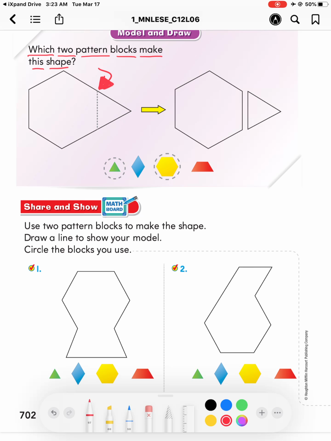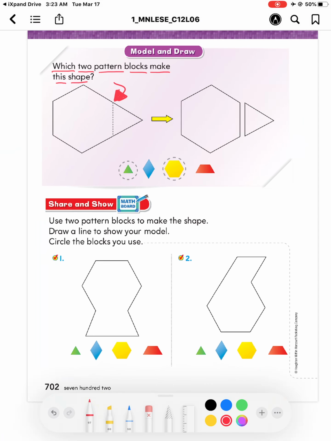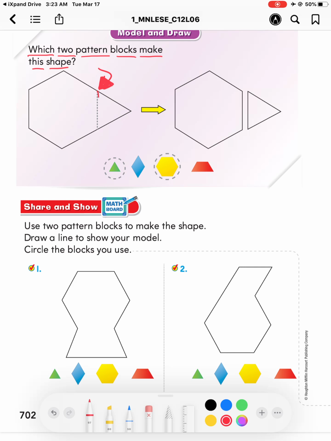Okay, now describe how the two blocks are put together. Here they draw a line, so it shows that we use here a hexagon, and here we used a triangle. So we circle that triangle and we circle the hexagon.